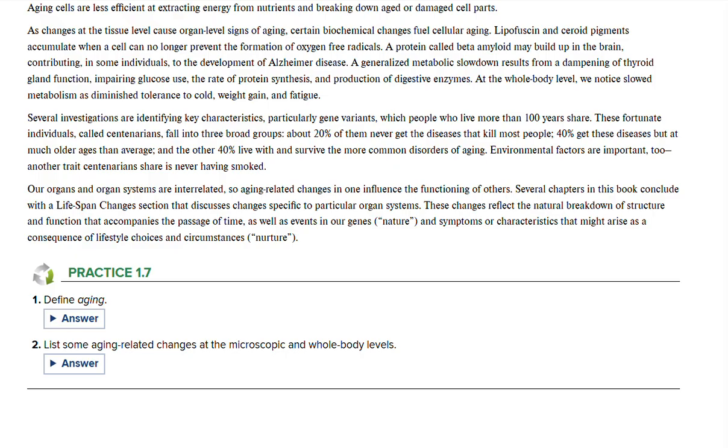Aging refers to the changes in the body that occur with the passage of time. Revealed content has ended. List some aging-related changes at the microscopic and whole body levels.